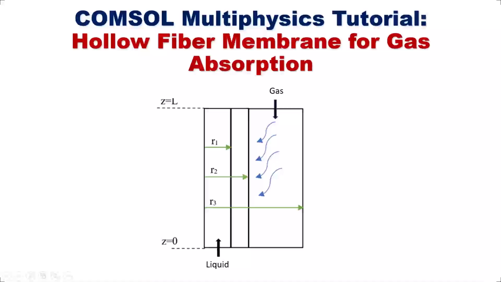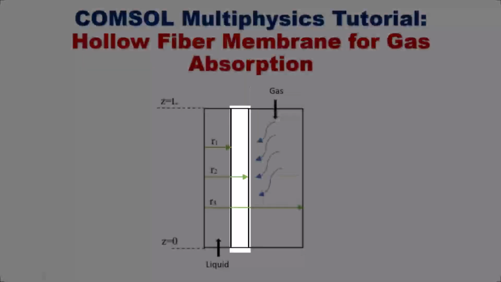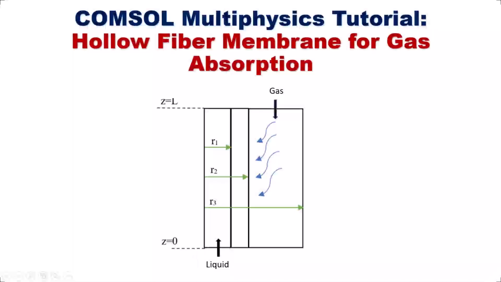In this video, I will show you how to simulate a hollow fiber membrane for gas absorption using COMSOL Multiphysics. The model consists of three main domains: the gas domain, the membrane domain, and the liquid domain. Additionally, the gas phase enters through the gas inlet boundary, while the liquid phase enters through the liquid inlet boundary.